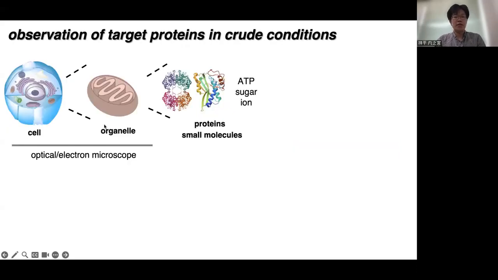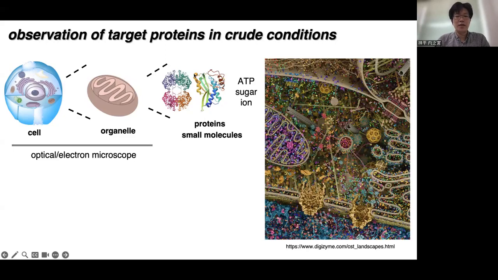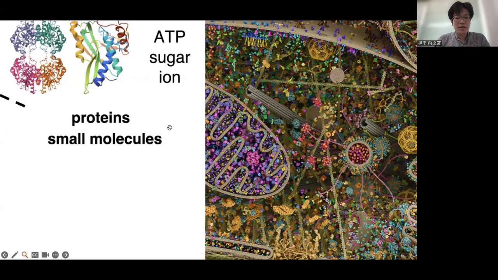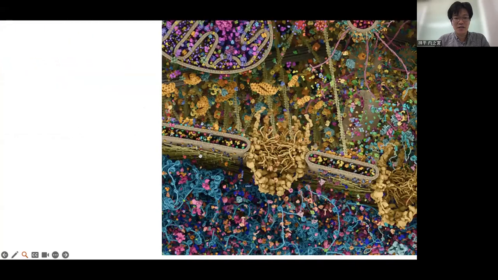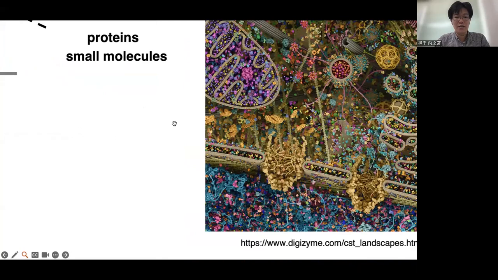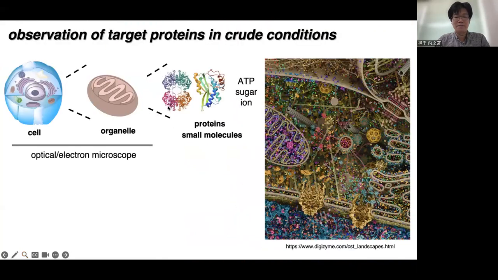Okay, so the same thing can be said in biological research. The optical and electron microscope can provide the information of cells and organelles. However, cells and organelles contain many types of proteins, small molecules, and even ions. This illustration shows the intracellular environment. Like this, you can see the mitochondria here, and mitochondria also include many types of proteins. This is a tubulin, and this is a nucleus, and there are a lot of proteins inside cells. However, this is our target protein that we want to see.